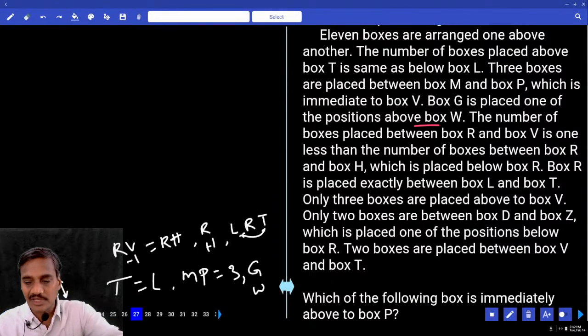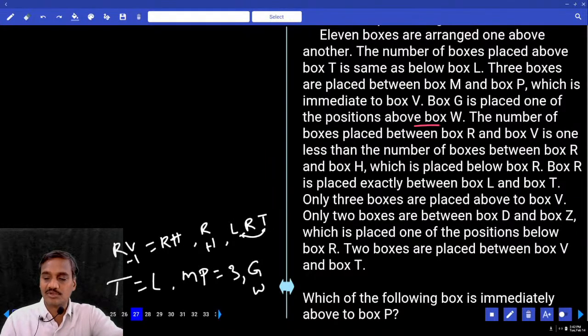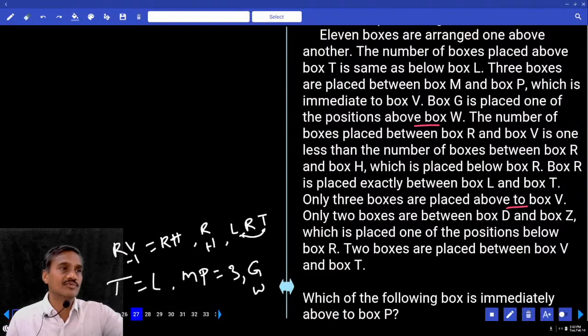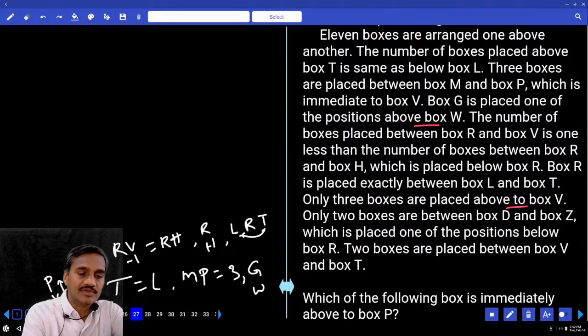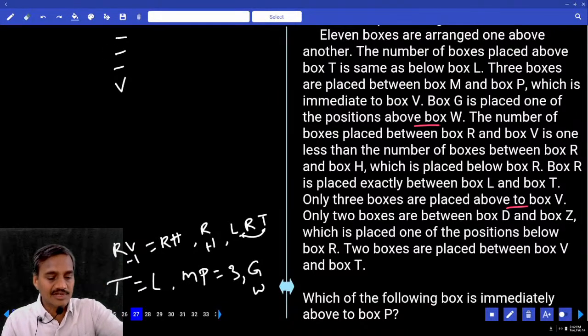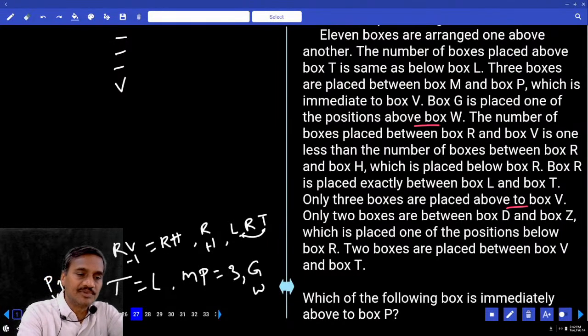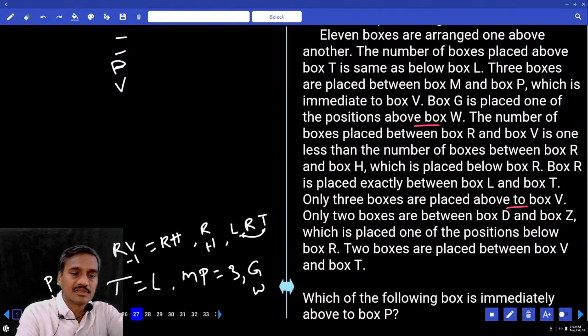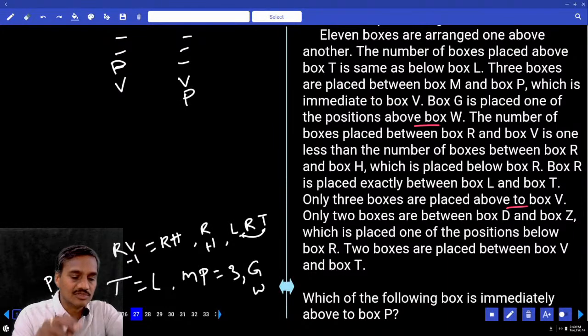R is exactly between L and T. Only 3 boxes are above V. Above V there are only 3 boxes. So V is here, 1, 2, 3. There are 3. Now, P and V are adjacent to each other. Hence P can be above this V or P can be below this V. That is the second possibility: V is here, there are 3, and V and P are adjacent to each other.